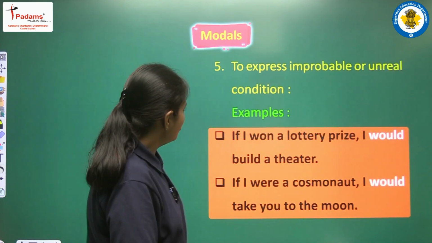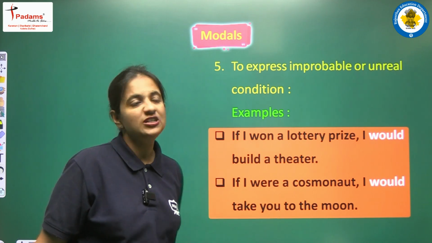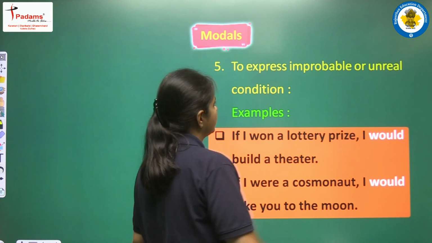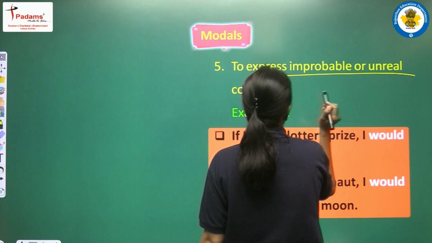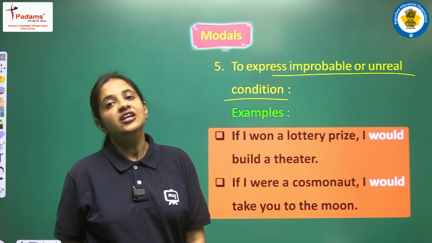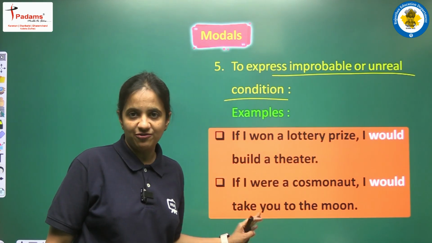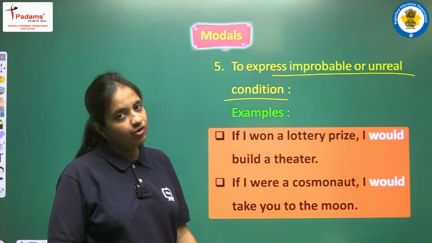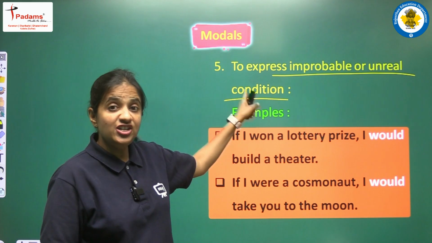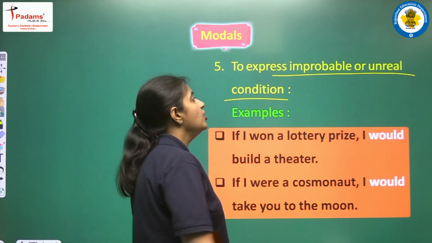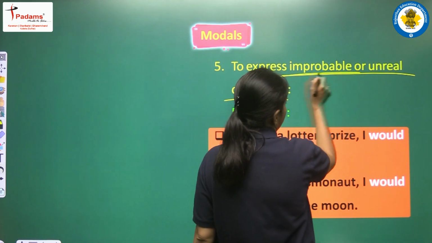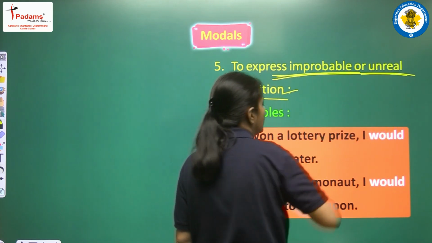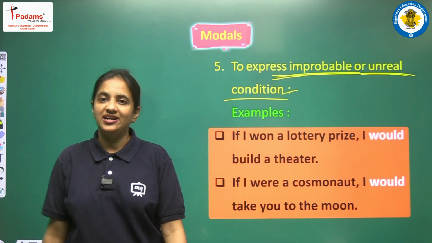Okay, so moving on, we have one more use of would. So let's see. It is used to express improbable or unreal condition. So this is another use of would that we have here, and according to this point, would is used to show condition. And what kind of condition? When the condition is an improbable one or an unreal one. Then we can use would in a sentence.